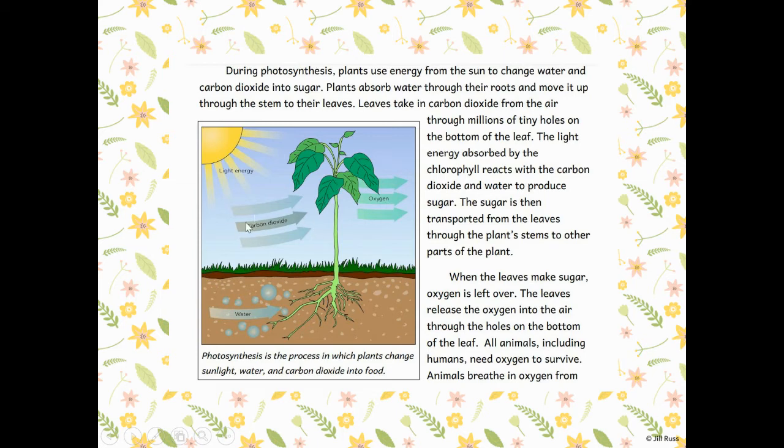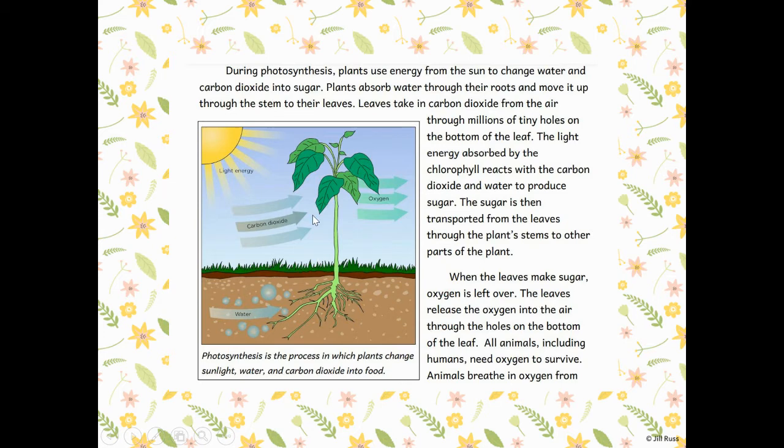Leaves take in carbon dioxide from the air through millions of tiny holes on the bottom of the leaf. The light energy is absorbed by chlorophyll, which we looked at already, and it reacts with the carbon dioxide and the water, and it makes sugar. The sugar is then transported from the leaves to the other parts of the plant through the stem, kind of like what we talked about.